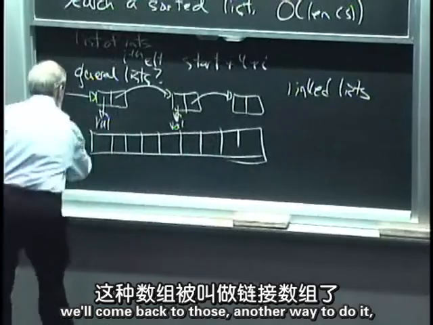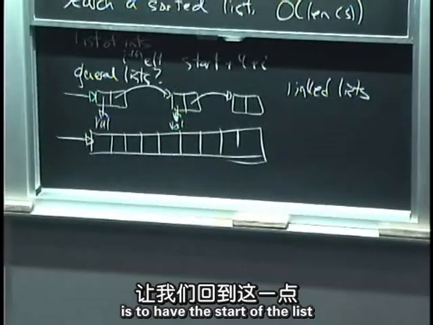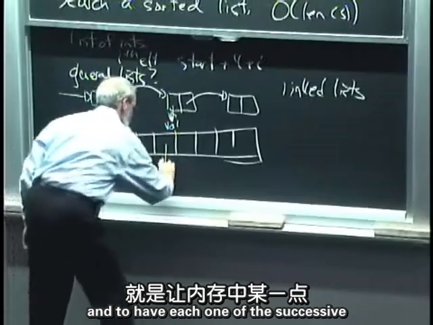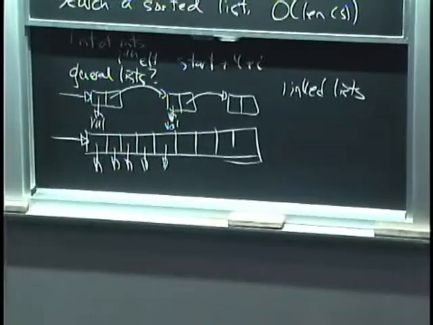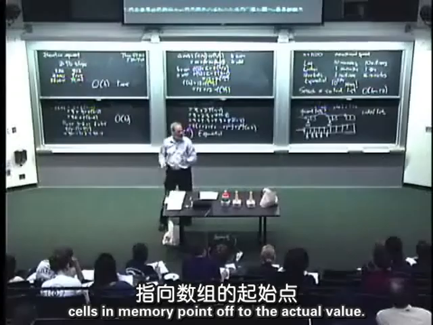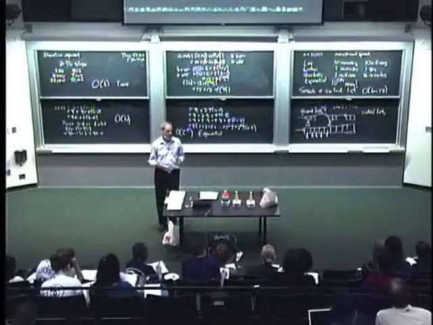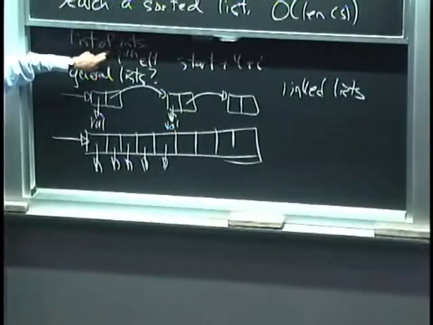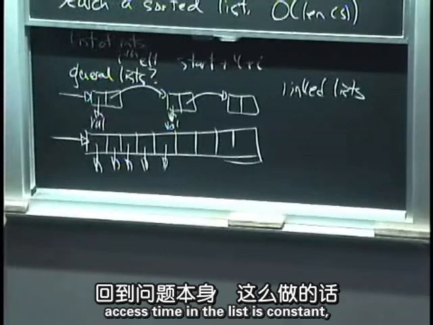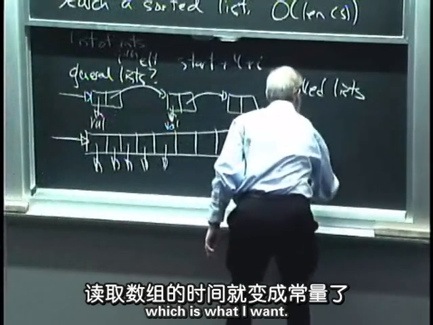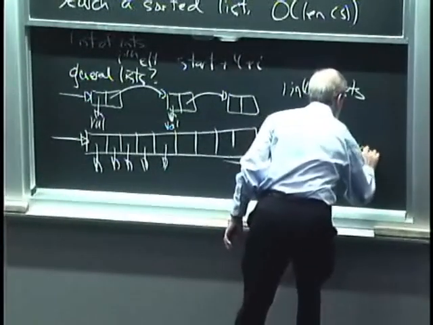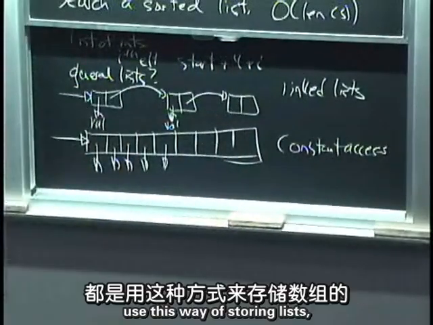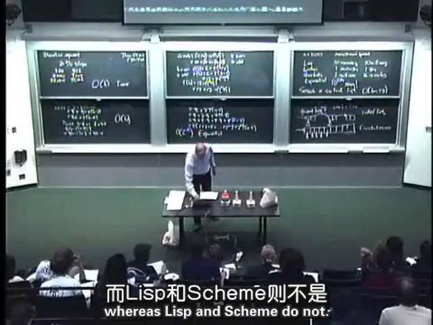Another way to do it is to have the start of the list be at some point in memory, and to have each one of the successive cells in memory point off to the actual value, which may take up some arbitrary amount of memory. In that case, I'm back to this problem. And as a consequence, access time in the list is constant, which is what I want. Now, to my knowledge, most implementations of Python use this way of storing lists, whereas Lisp and Scheme do not.